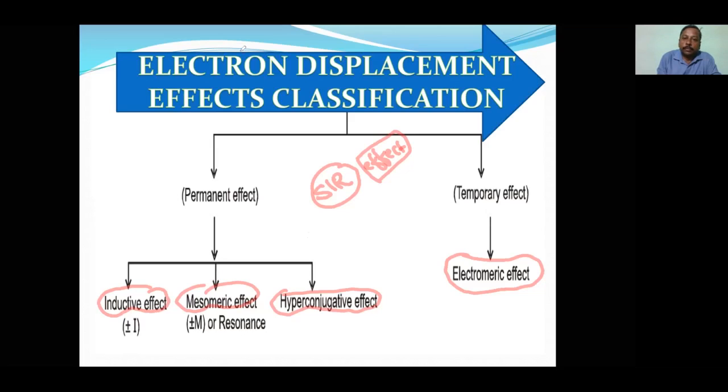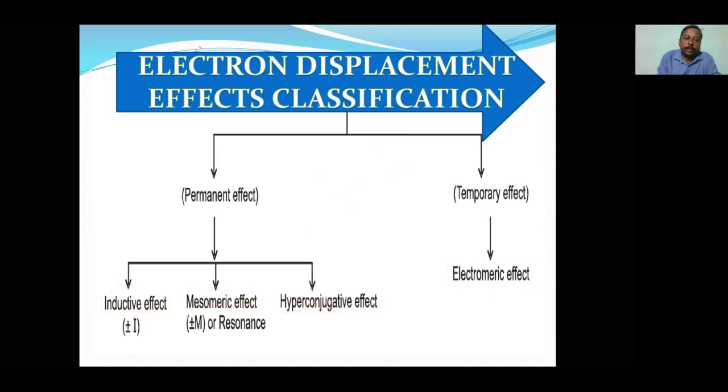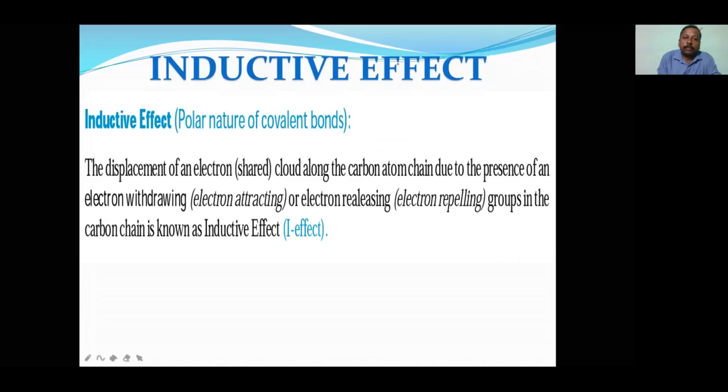First, the very first beginning is the inductive effect. What is the inductive effect? For the definition, we will try to study it in two different ways, two different directions. Actually, the inductive effect is attributed to the polar nature of the covalent bond. There will be a partial positive and a partial negative due to unequal sharing of the shared pair of electrons.